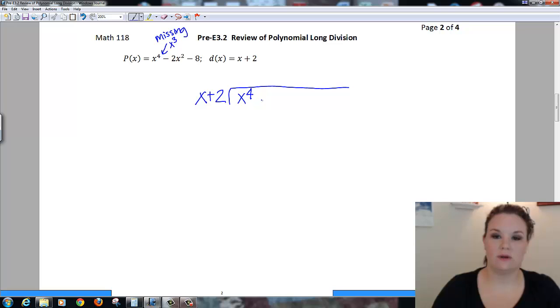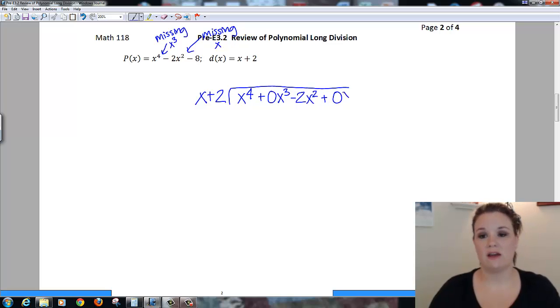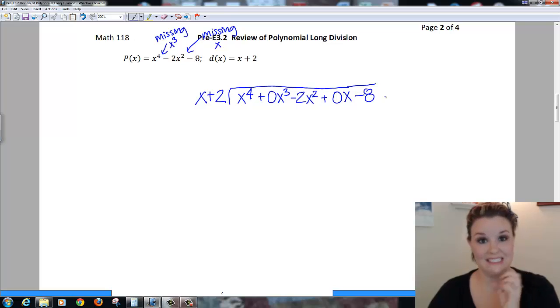Same thing here. If I start writing this out, I have X to the 4th plus, I don't have an X cubed term, so I put 0X cubed minus 2X squared plus, notice here I don't have an X term either. If I don't have an X term, I put in a 0X. You can't just put in an X because that implies that you have one X. So make sure there's a 0 there.